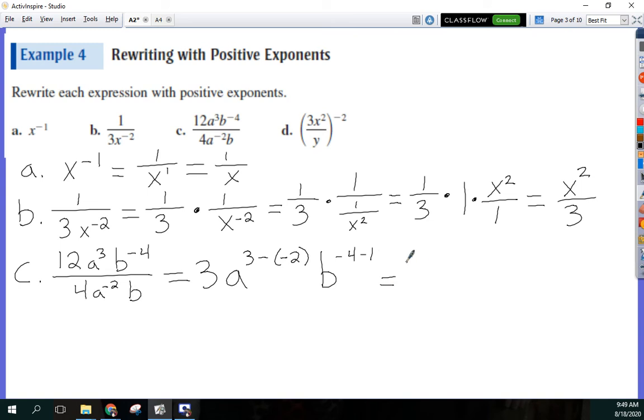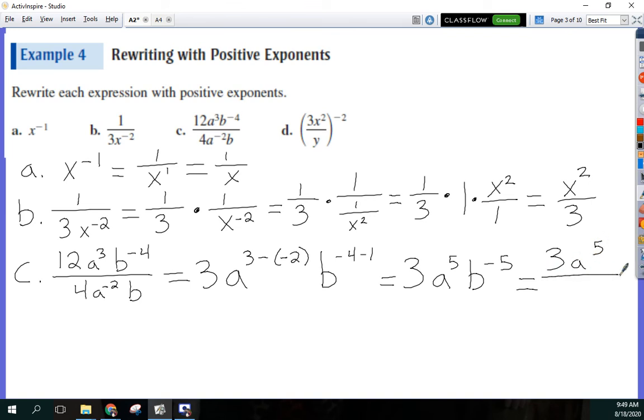So then simplifying, we end up with 3 times a. We have 3 minus a -2, so it ends up being 3 plus 2. So we have a 5th power. And then for our b, we have -4 minus 1, which gives us a -5. Be careful, because we've done a lot of steps, and some of us would just forget and say, oh no, now we're done. But we're not, because our instructions say rewrite each expression with positive exponents, and my b still has a negative exponent.